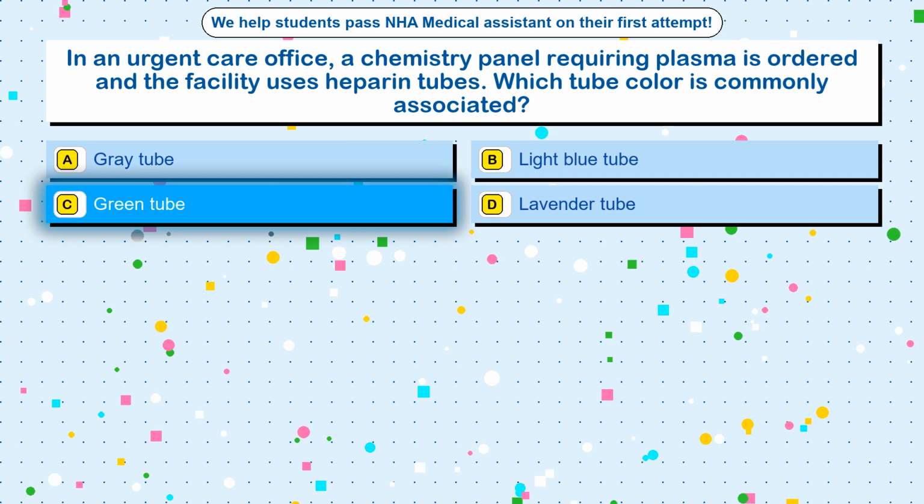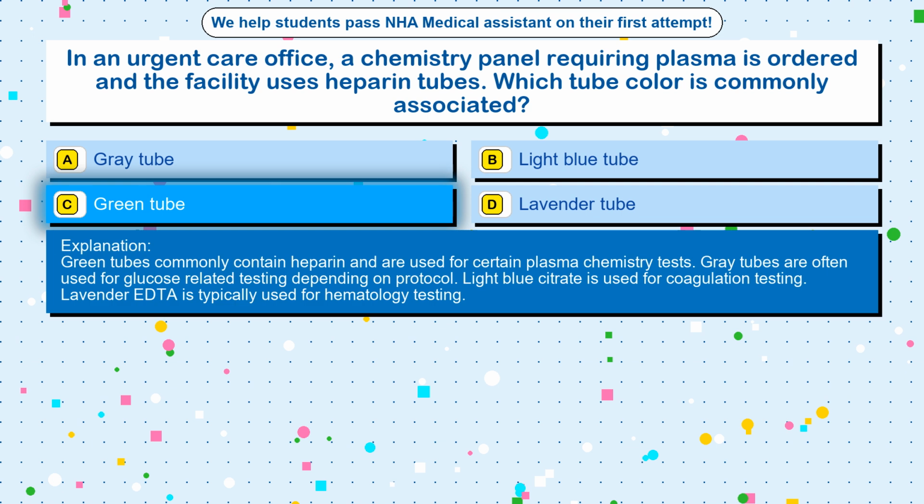The correct answer is option C. Green tube. Green tubes commonly contain heparin and are used for certain plasma chemistry tests. Gray tubes are often used for glucose-related testing depending on protocol. Light blue citrate is used for coagulation testing. Lavender EDTA is typically used for hematology testing.